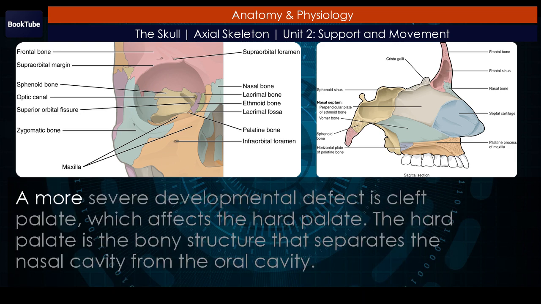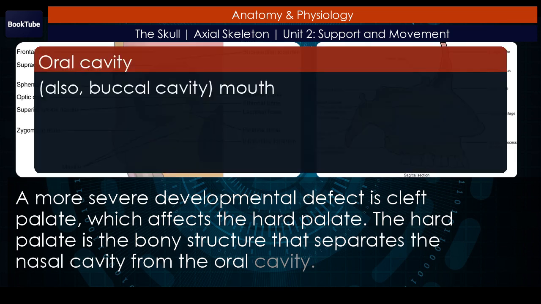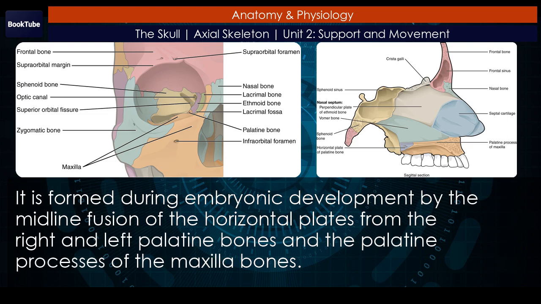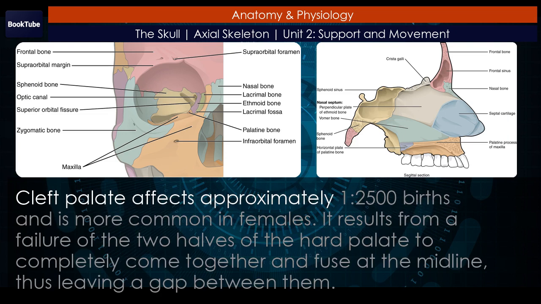A more severe developmental defect is cleft palate, which affects the hard palate. The hard palate is the bony structure that separates the nasal cavity from the oral cavity. It is formed during embryonic development by the midline fusion of the horizontal plates from the right and left palatine bones and the palatine processes of the maxilla bones. Cleft palate affects approximately 1 in 2,500 births and is more common in females.